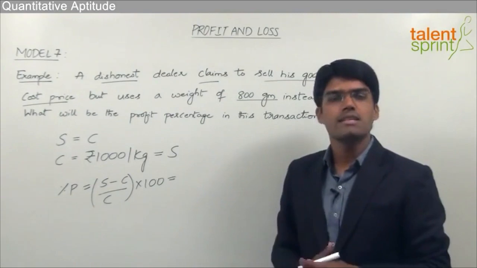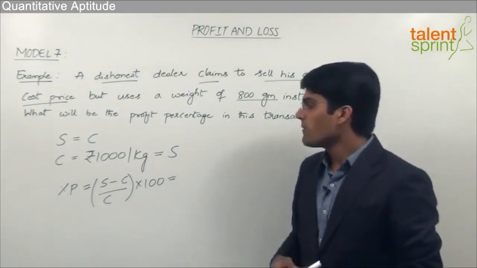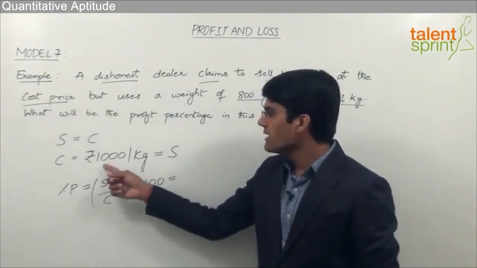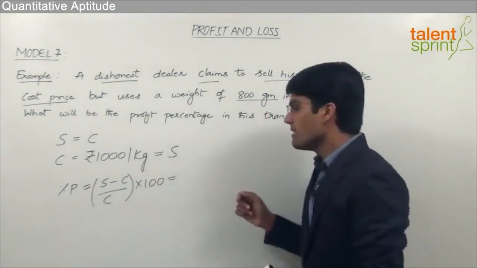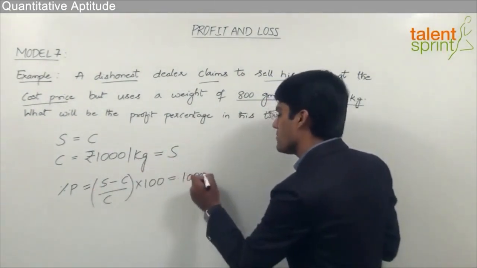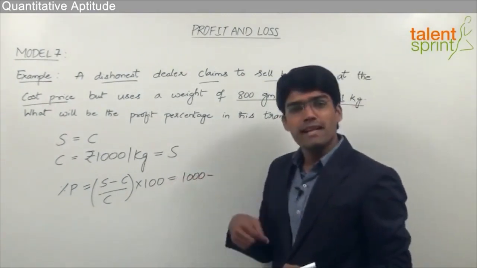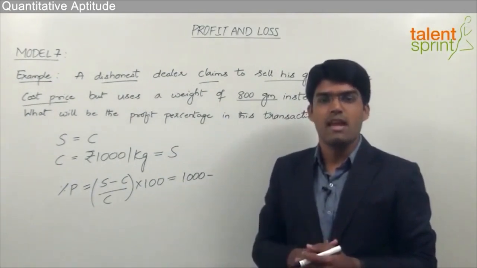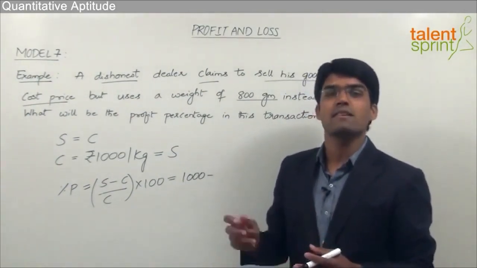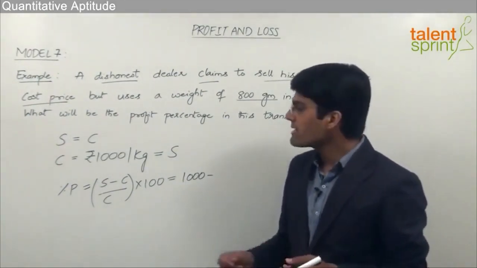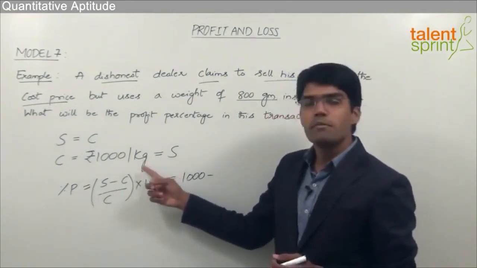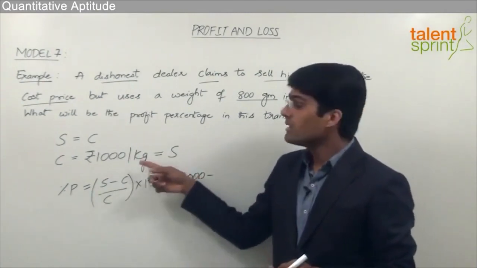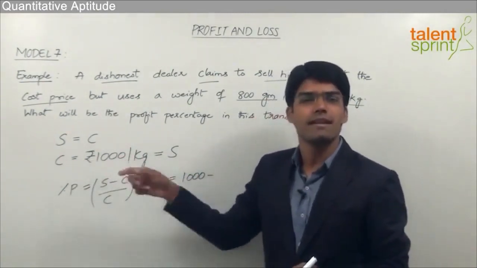Let's say 1 kg of the item is sold. Now if 1 kg is sold, the selling price will be equal to 1000 rupees. Why? Because the selling price is 1000 rupees per kg. So we can say that the selling price is 1000 rupees. But we very well understand that instead of 1 kg, he has given only 800 grams. And the costing for 800 grams will be 800 rupees. Why? Because 1000 rupees per kg means 1000 rupees for 1000 grams. So if it is 1000 rupees for 1000 grams, the cost price for 800 grams will be 800 rupees.